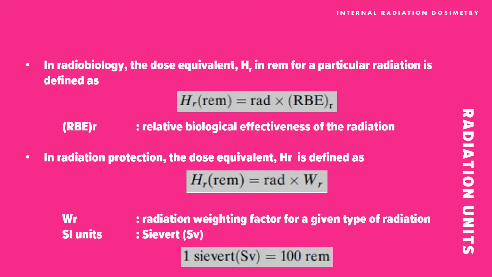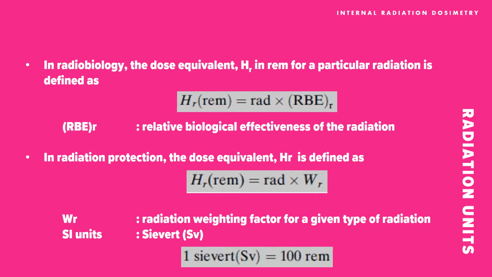Okay, now let's talk about rem. Rem we can divide into two different situations, where the definition of rem, or how we calculate rem, is different. In the first situation, we are talking about radiobiology. In radiobiology, rem, with the symbol H, you define as rad times RBE. RBE is the relative biological effectiveness of the radiation.